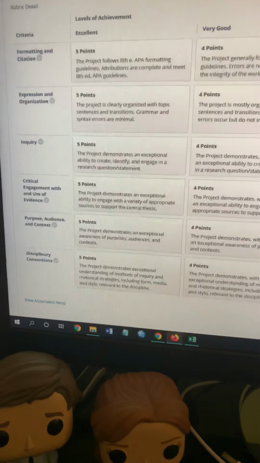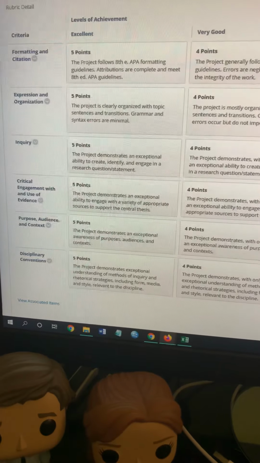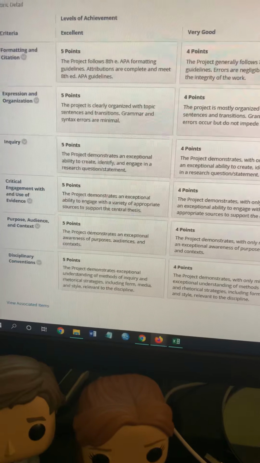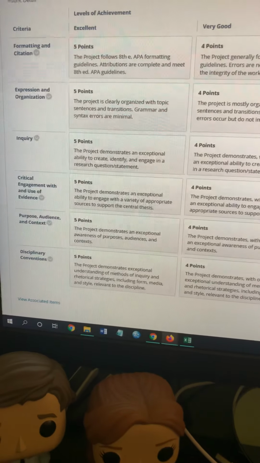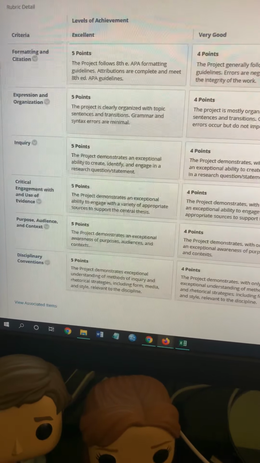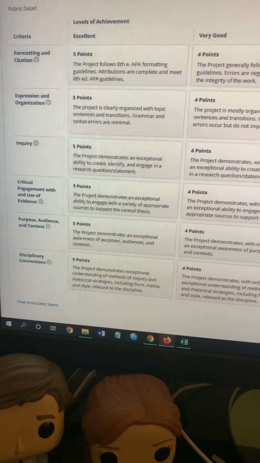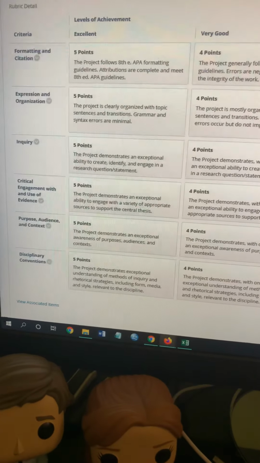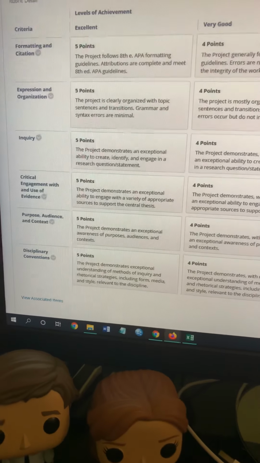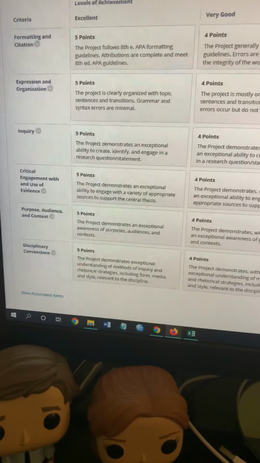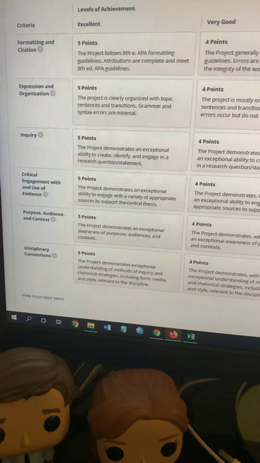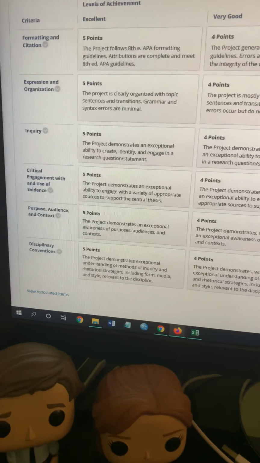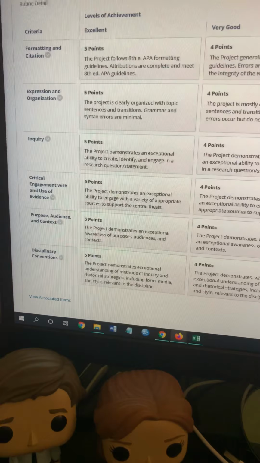All right, purpose, audience, context. Project demonstrates an exceptional awareness of purposes, audiences, and context. So, this is going to be the purpose of the paper. Did you get the purpose of the paper correct? Is it a research paper? Is it a paper that is argumentative and persuasive and is arguing to people in your field, right? So are you setting up audience correctly? Are you addressing that audience correctly? Are you putting your argument in the correct context that your audience is going to, number one, be able to understand it, and number two, be able to engage with it in a meaningful way?